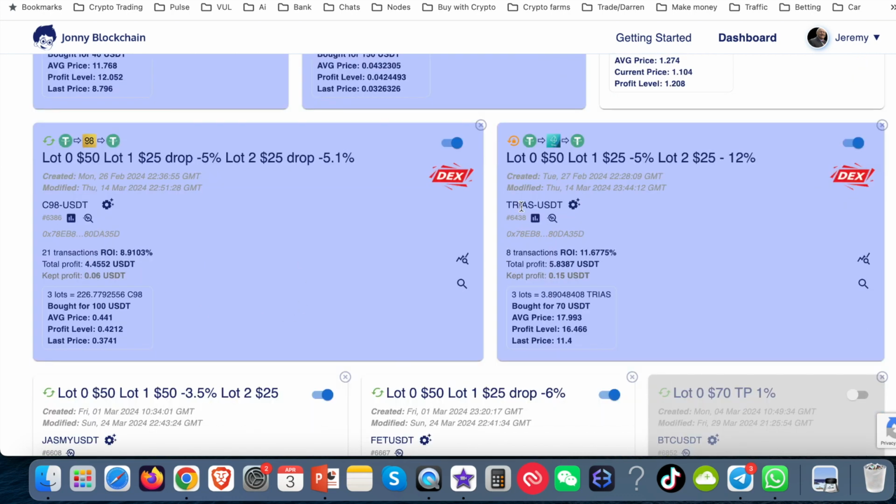I've got this one here. I don't even know what this token is. And I started with $50. I've got 3 lots in here. I've got lot 0, lot 1, and lot 2. It's got 3 lots outstanding. As you can see, the last price was 11.4. The take profit's at $16. I could go in again and set this to sell immediately, but I'll lose money. Why do I want to do that?